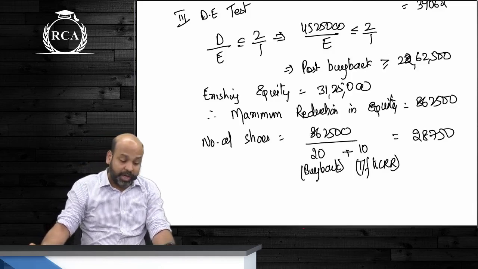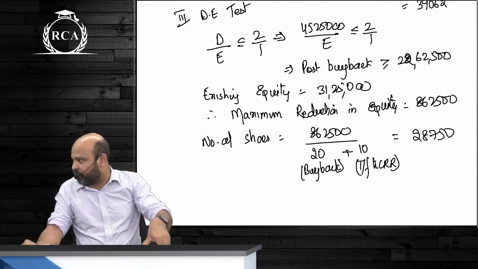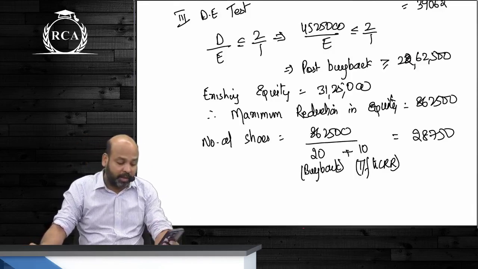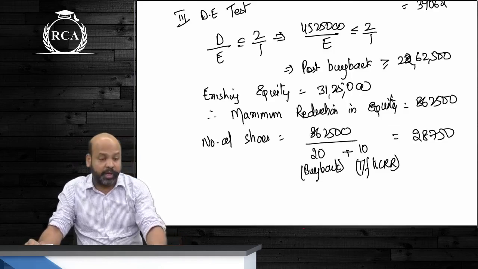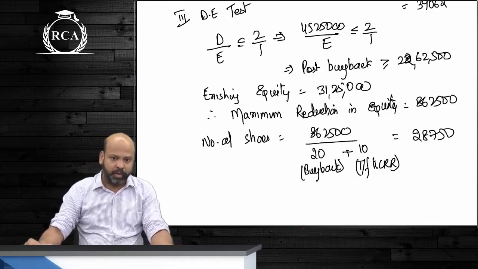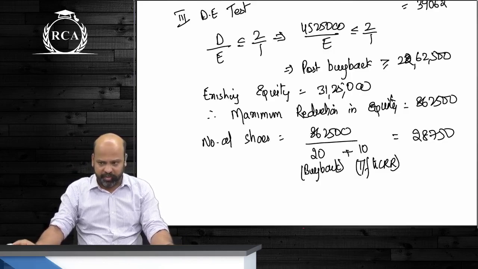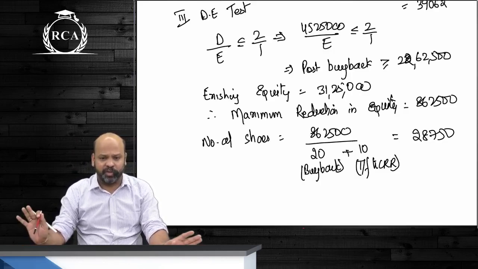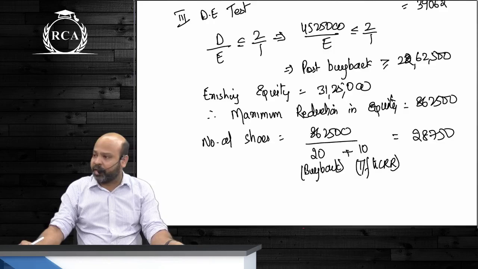How many shares do we intend to buy back? 25,000. Is it well within the buyback limit? Yes, it is within the buyback limit. We intend to buy back only 25,000. It's a very good revision also, guys, of the concepts.